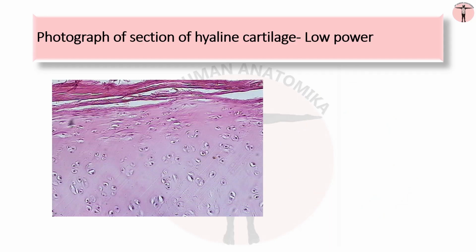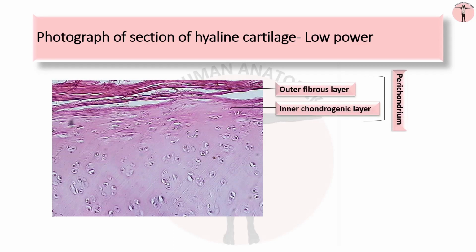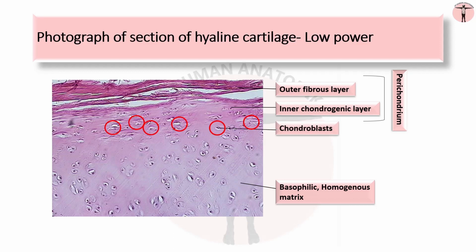This is a photograph of a section of hyaline cartilage to show how it appears under the low power of the microscope. The two layers of perichondrium, outer fibrous and inner chondrogenic layers, are observed surrounding the cartilage. The matrix is basophilic and homogeneous in appearance. Just deep to the inner chondrogenic layer, oval-shaped single chondroblasts can be seen oriented parallel to the surface of the cartilage. Deep towards the center of the cartilage, isogenous groups of cells, the cell nests, can be observed.